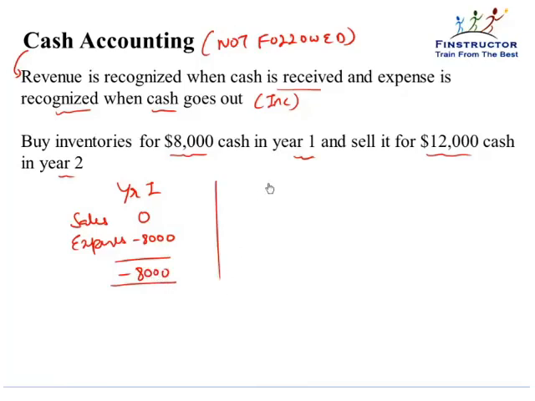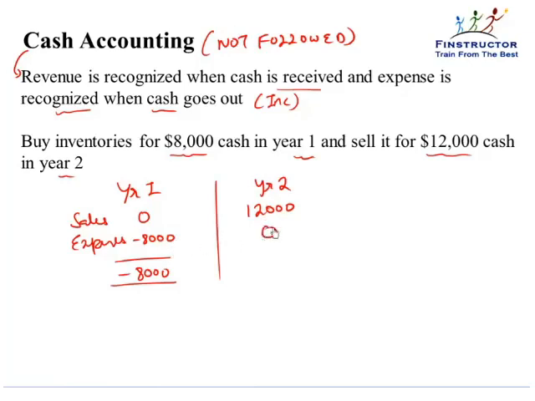Let's see what will happen in year 2. In year 2, I have sold the inventory for $12,000 in cash. So I'll have a sales of $12,000. And has any cash gone out? This inventory did actually cost $8,000, but the cash has already been paid in year 1 and it has been expensed then.